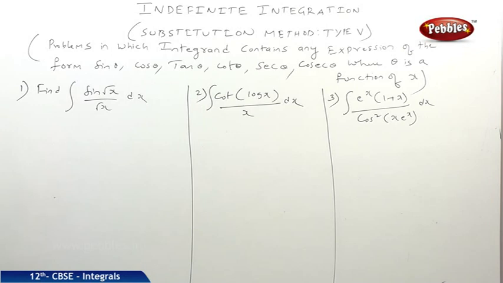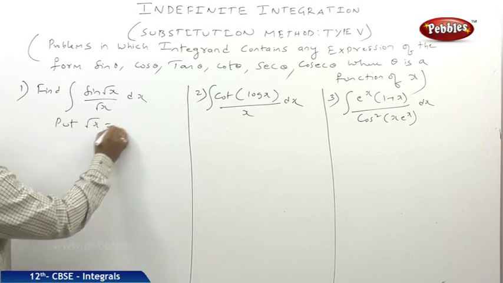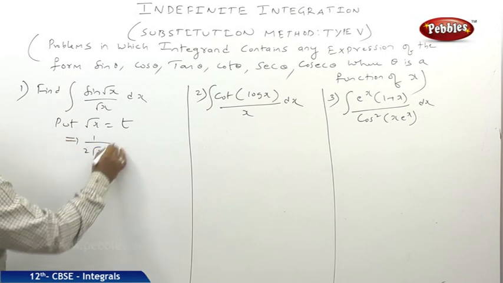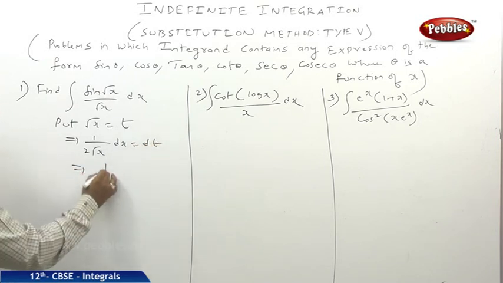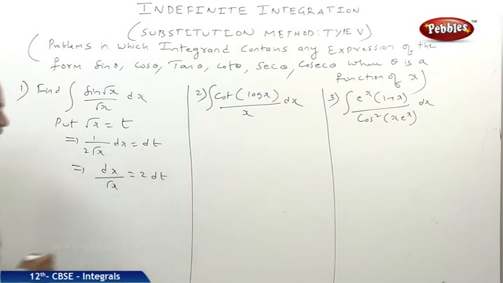So whenever this kind of problem comes, we need to observe carefully and think twice about what function to substitute as t or z. That is up to your wish. So what I will be doing is putting root x is equal to t. Root x is equal to t means what happens? 1 by 2 root x dx is nothing but dt. So finally, dx by root x becomes 2 dt.